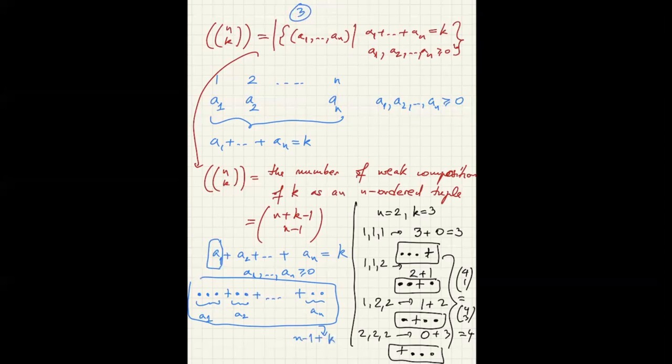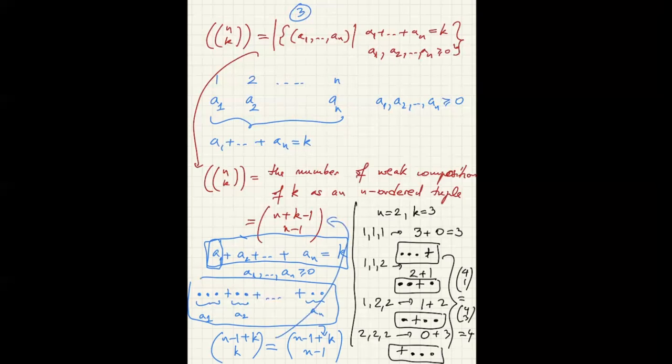And so any solution of this equation corresponds to choosing N minus 1 positions where the pluses are among these N minus 1 plus K symbols. So the number of solutions is going to be N minus 1 plus K, choose N minus 1, which is the same thing as N minus 1 plus K, choose K. Okay, so this is the one here.